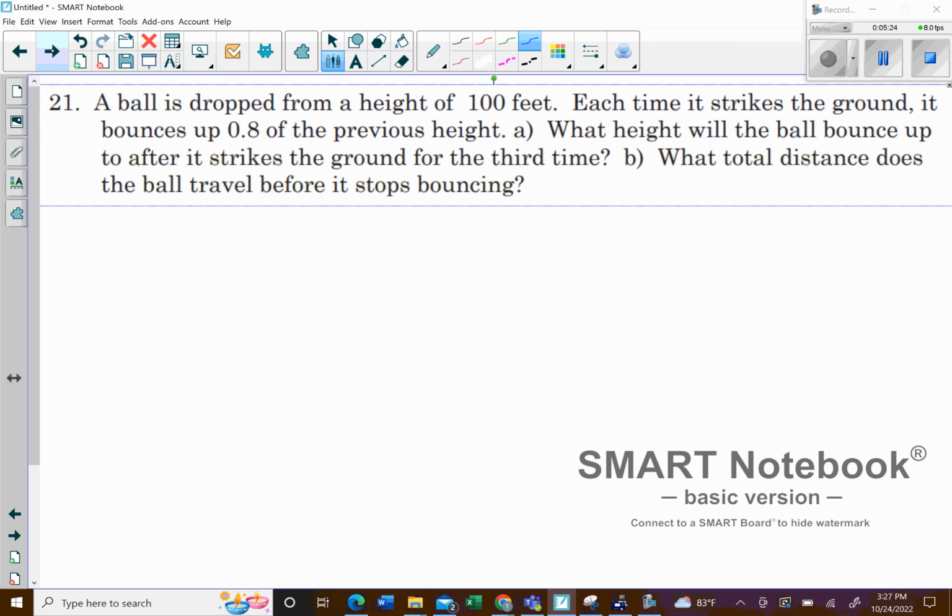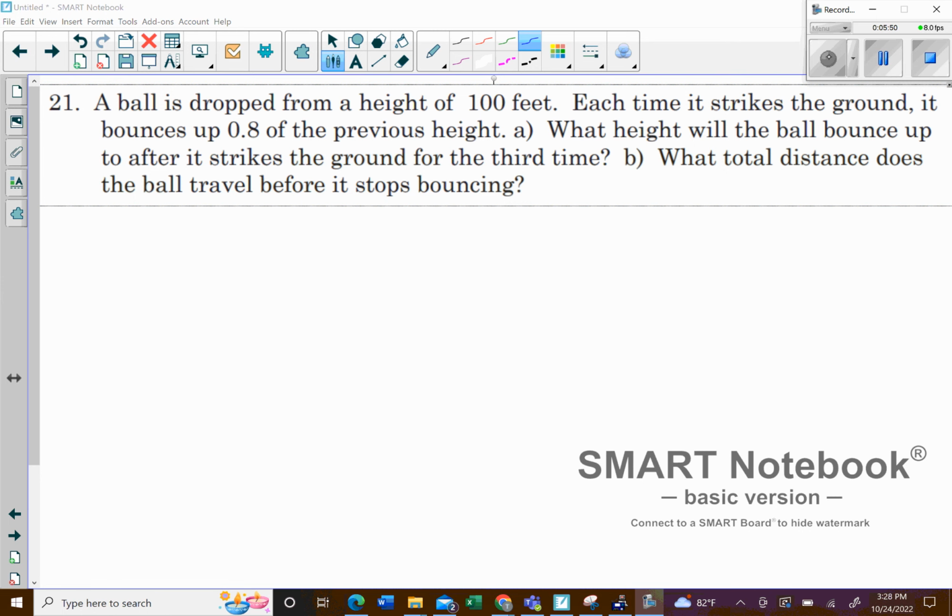So right here it says a ball is dropped from a height of 100 feet. Each time it strikes the ground, it bounces up 0.8 of the previous height. What height will the ball bounce up to after it strikes the ground for the third time? What's the total distance the ball travels before it stops bouncing?